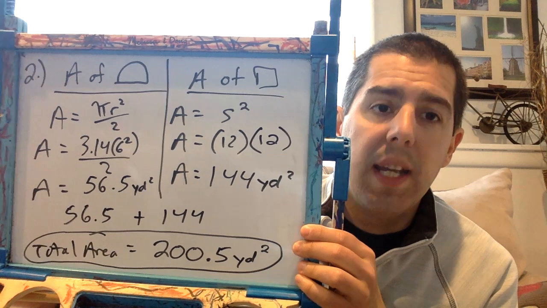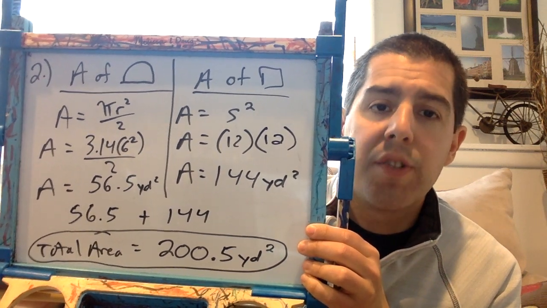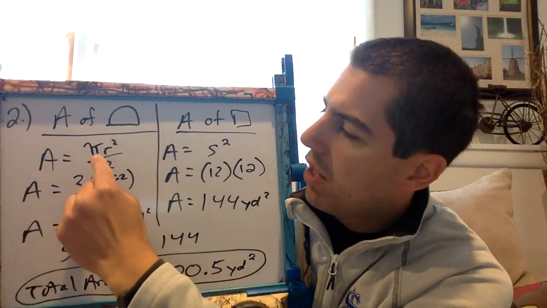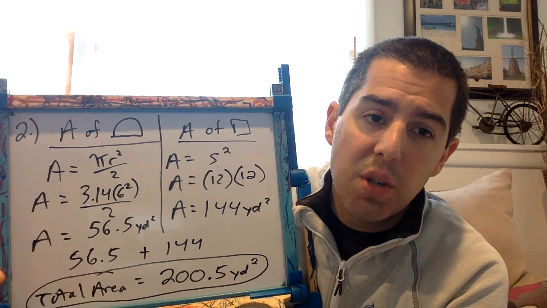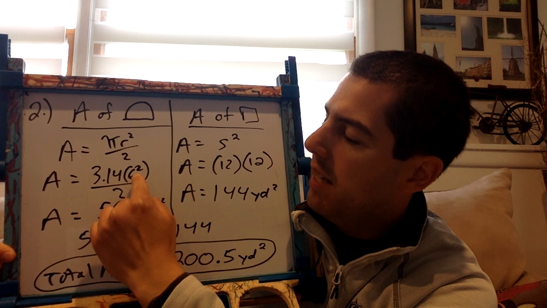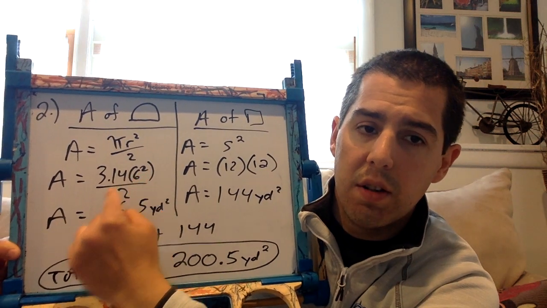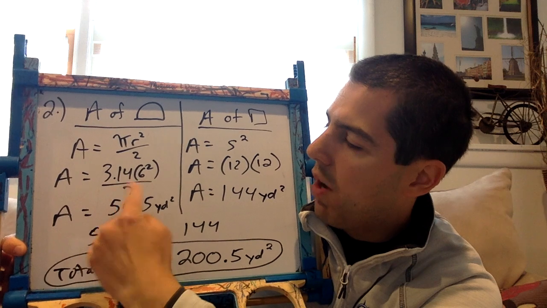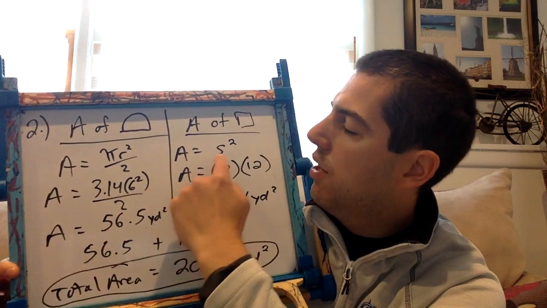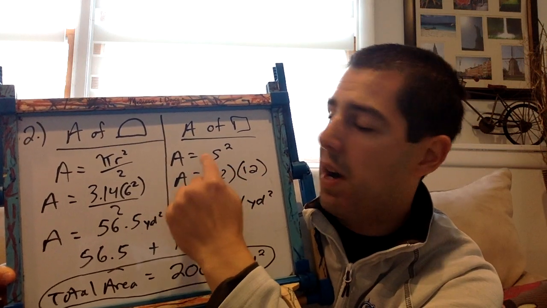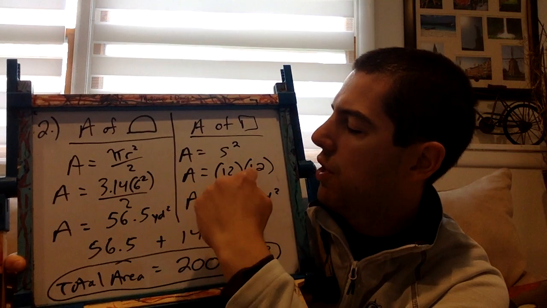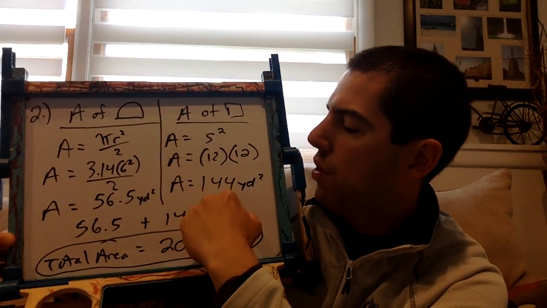Number two is a semicircle and a square. A semicircle is half the size of a regular circle. So use your regular pi r squared and then just divide by 2 at the end. So pi is 3.14, the radius is 6 squared, and then divide by 2. So I put that all in on the calculator, and it rounds to 56.5 square yards. The other shape was a square. The formula for a square is side squared. So the sides were 12 and 12. 12 times 12 is 144 square yards.